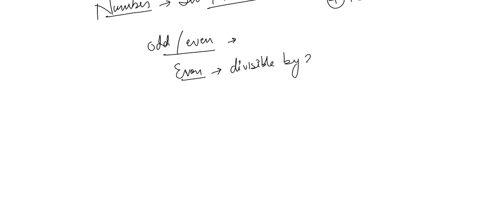Then odd versus even. What's an even number? An even number is something that is divisible by 2. Simple. Anything ending with 0, 2, 4, 6, 8 is even. Also, 0 is even, and in case you're confused, 0 is even. Any number ending with 0, 2, 4, 6, 8 is an even number.